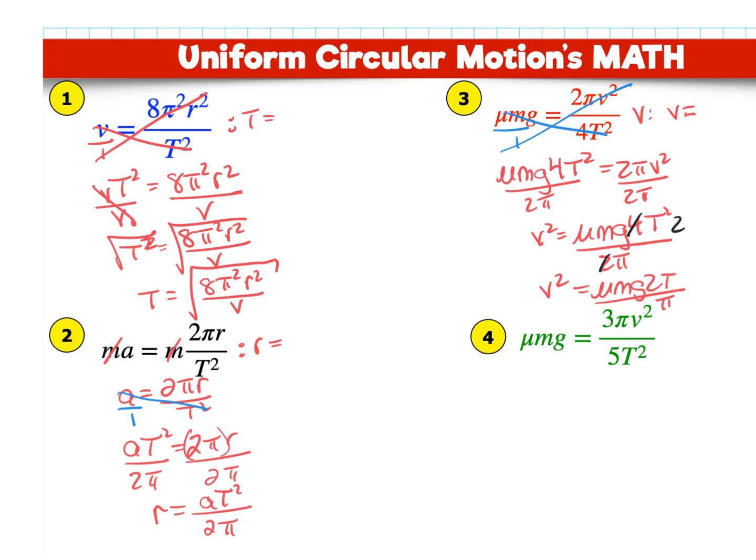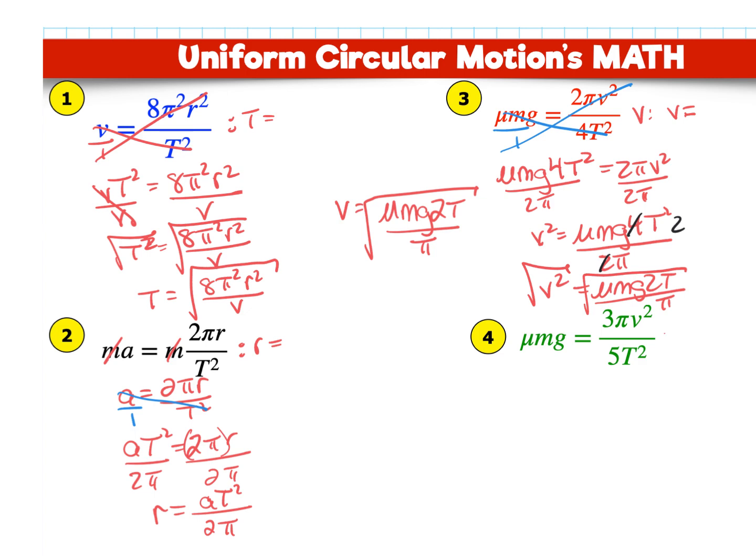Now, I really didn't need to take that step, but it makes the math a little bit simpler. To isolate v from v squared, I'll take the square root of both sides. So I'll take the square root of v squared and the square root of mu mg 2t squared divided by pi. I'm running out of room, so I'll have to write the final answer over here. V is equal to the square root of mu mg 2t squared, all that divided by pi. So that's the velocity.